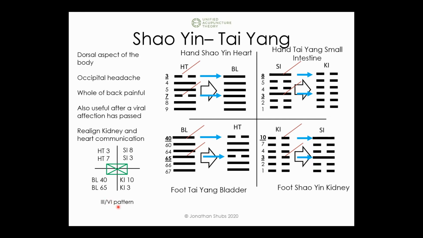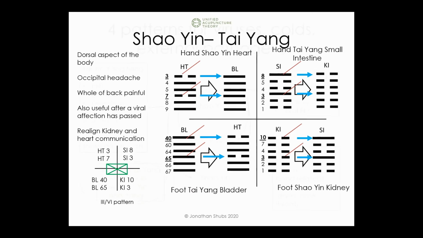And when we see a 6 as the second point, it's referring to the He-Sea point. So heart 3, small intestine 8, kidney 10, and bladder 40. So this is a good treatment to help realign the body after this period has happened. It's almost like a full reset, saying, okay, now we've gone through this, now we're back to functioning.